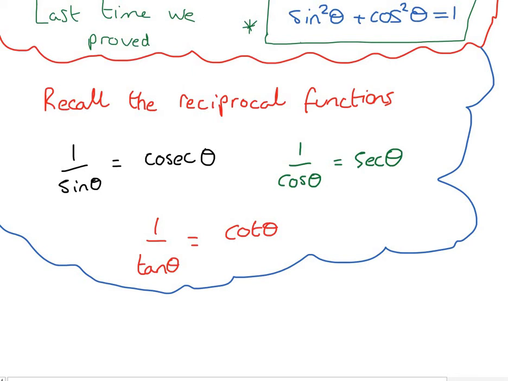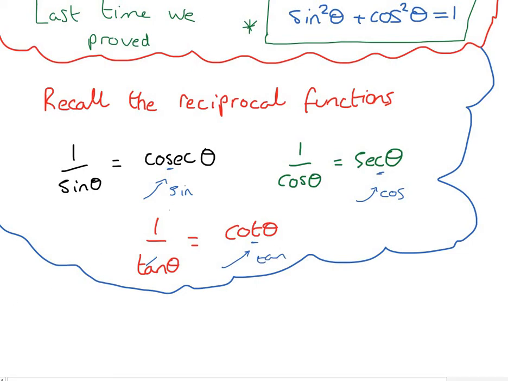Right, so hopefully you know the reciprocal functions as well. So these are cosec, sec, and cot. So cosec is 1 over sine, sec is 1 over cos, and cot is 1 over tan. Now, an easy way I find to remember these is you look at the third letter in each of the reciprocals, and whatever this letter is, it tells you which reciprocal it is. For example, the third letter in cosec is S, so this tells you it's sine. The third letter in sec is C, so this tells you it's cosine, and the third letter in cot is T, so this tells you it's tan.